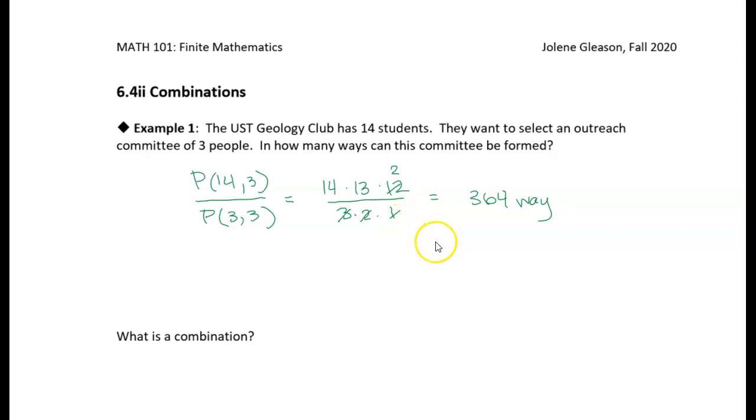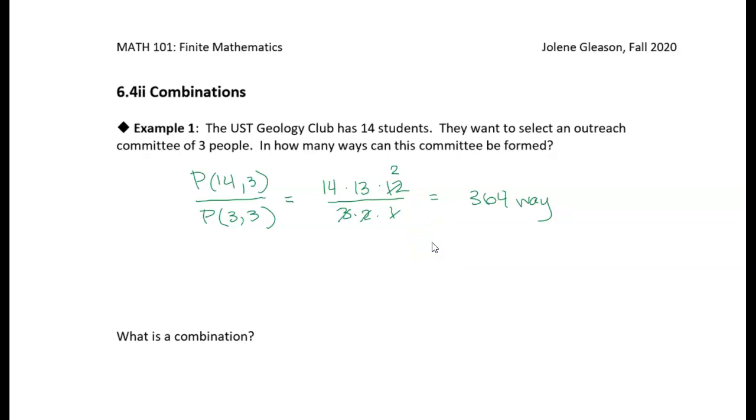So it's basically 1/6 of what we had before, because for any given set of 3, the order of that set of 3 doesn't matter. But the permutation is going to count them as if the order does matter. So you just have to divide it by the number of ways to arrange that subset of 3.